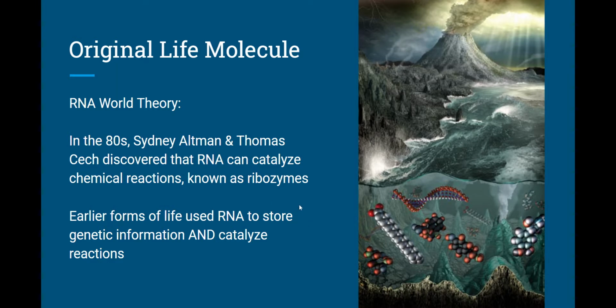So that's where we need to look at the original life molecule, and that's going to be our RNA world hypothesis, or the RNA world theory. And in the 1980s, two researchers, Sidney Altman and Thomas Cech, discovered that RNA, ribonucleic acid, can catalyze chemical reactions. So this is known as ribozymes, where those nucleic acids are able to carry out the same function as enzymatic proteins. And we also knew that early forms of life used RNA to store genetic information and also catalyze some reactions.